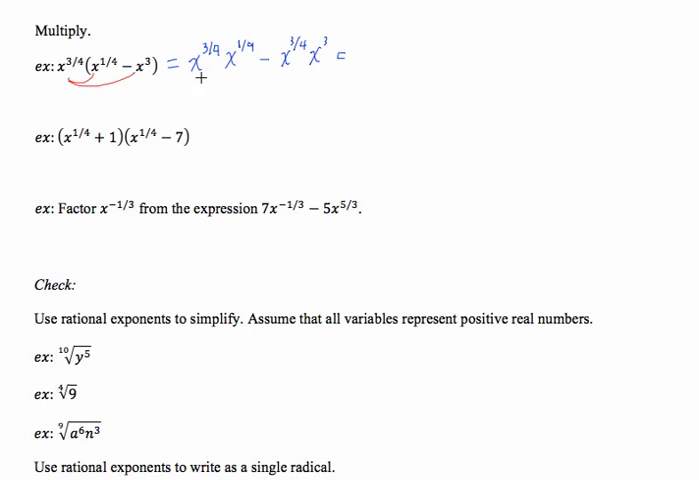And now let's simplify. X to the 3/4 times x to the 1/4. Same base, different exponents. So you should add those exponents. 3/4 plus 1/4 is 4/4, which is 1. Minus, okay, same thing here. Same base, different exponents, so we add. We need to figure out what is 3/4 plus 3. That one's a little harder to do.